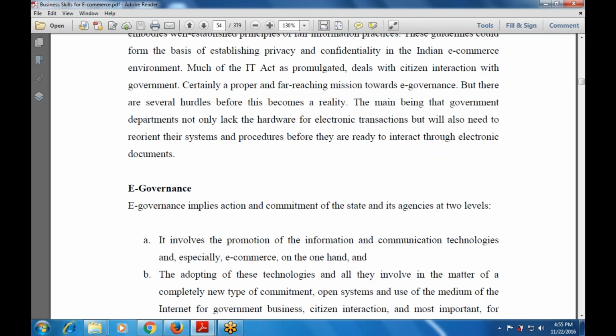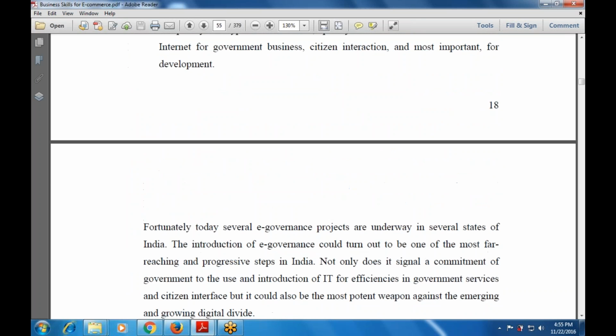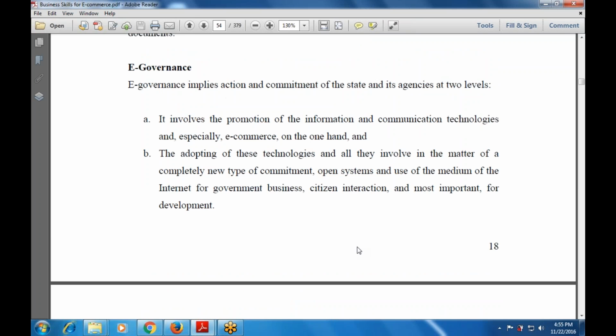Then next is e-governance, that implies action and commitment of the state and its agencies at two levels. First is the promotion of the information and communication technology, especially with e-commerce on hand. Then adopting the technology that involves completely new types of equipment, open systems, and the use of the medium of internet for government, business, citizen interaction, and most important for development.